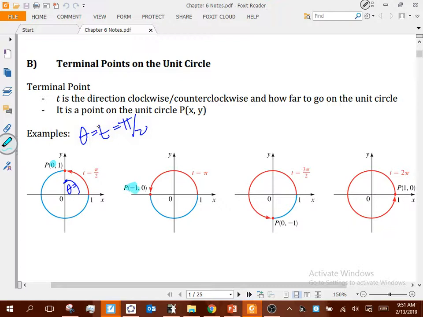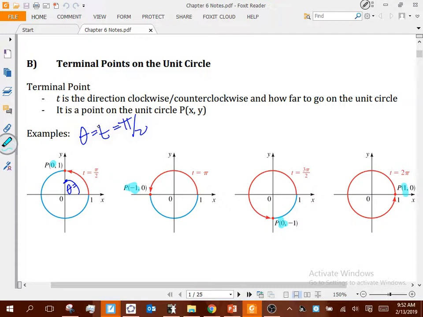Negative 1. Is negative 1 one of the coordinates of the point associated with the terminal point of pi on the unit circle? Type in 3 pi over 2. Got a 0, right? It's one of those coordinates for that point associated with 3 pi over 2. What are you going to get? Don't even do it. What are you going to get when you put 2 pi in? 1. You're going to get 1. So what's the pattern here? What are we seeing here?